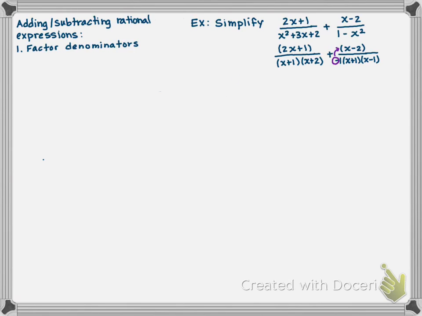So I'm going to start with 2x plus 1 over x plus 1 times x plus 2.